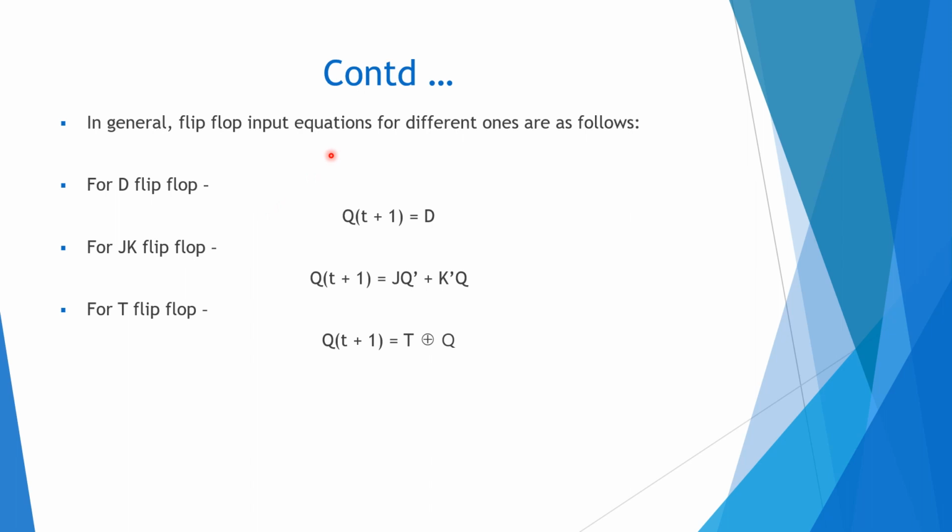In order to analyze the circuit, in general, flip flop input equations for different flip flops are solved as follows. For an FSM made up of D flip flops, the next state equals the D input. For a JK flip flop, it is J Q bar plus K bar Q. For a T flip flop, it is the present input T XOR the present state Q, that is the next state.